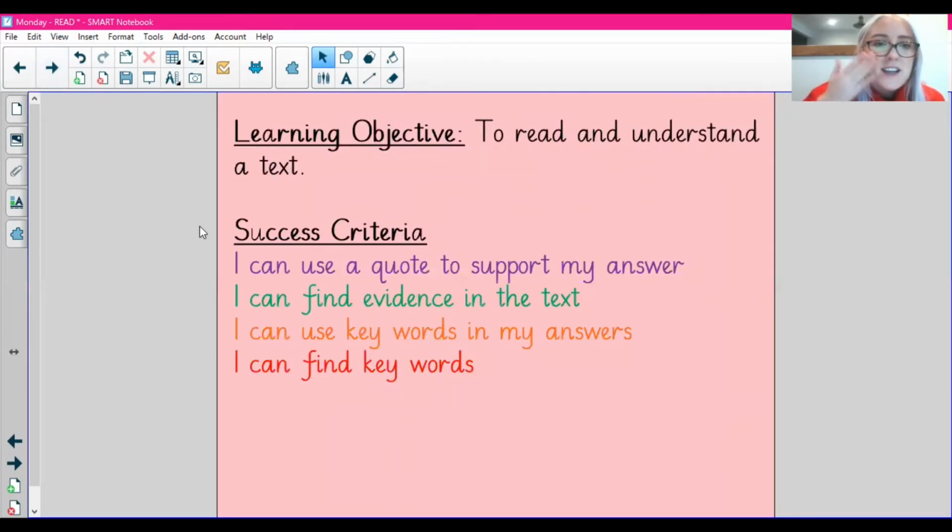Right. Now, today we're going to be doing another read lesson. So our learning objective is going to be to read and understand a text. So as we know by now, our success criteria, these are the kind of things we're going to be looking at in today's lesson. We're going to be skimming and scanning for keywords. We're going to be finding evidence in the text. And some of us might challenge ourselves today by using a quote to support your answer.